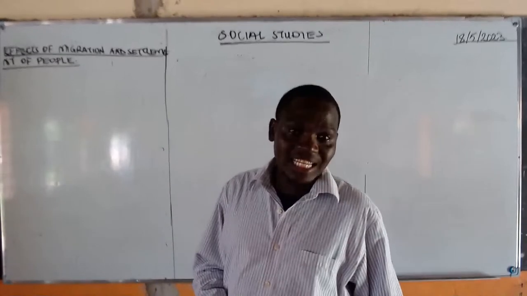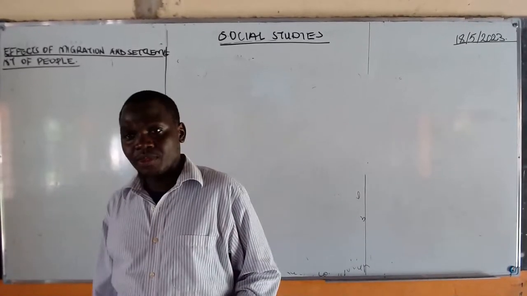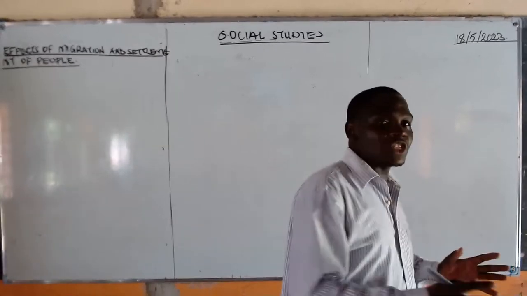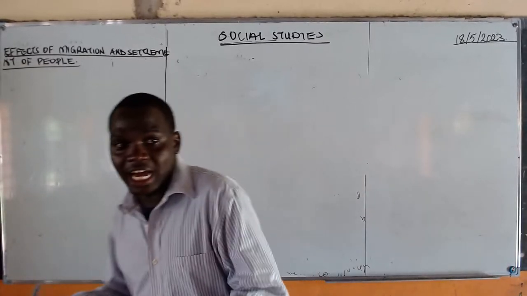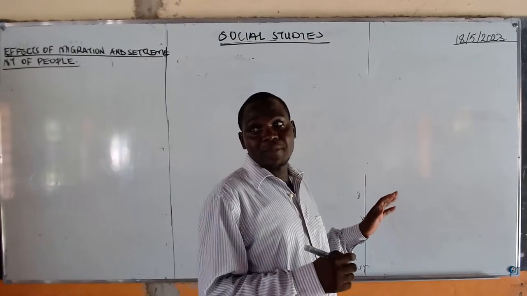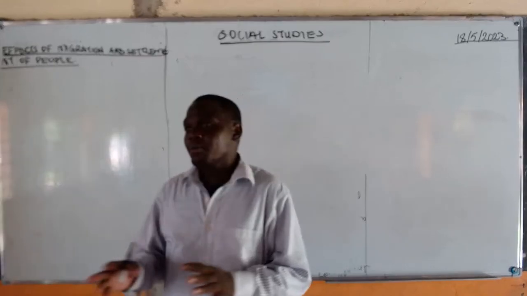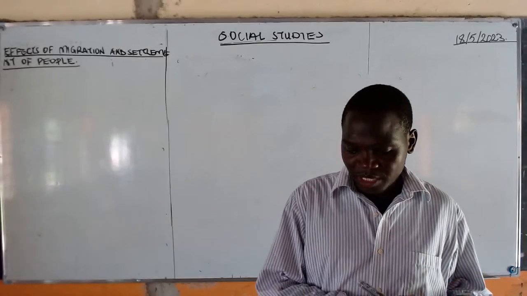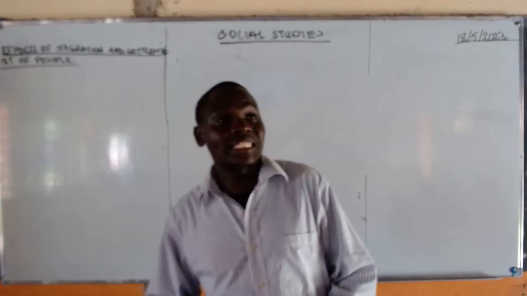Number two, there was increased trade. Things that were produced by Bantu were sold to Nilots and were also sold to Kushites. Things produced by Kushites were sold to Bantu and also were sold to Nilots. Number three, there was hostility.